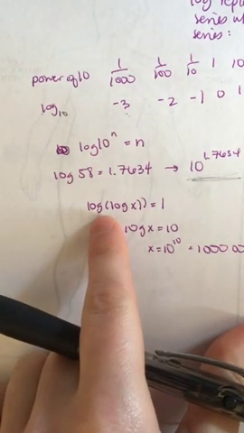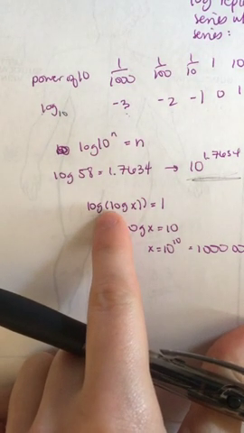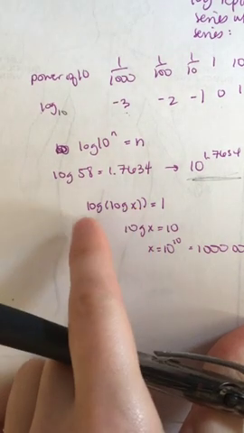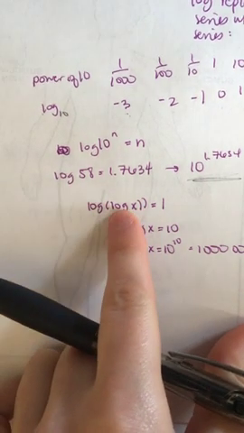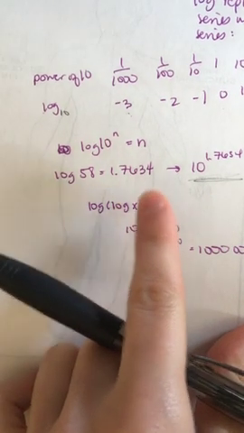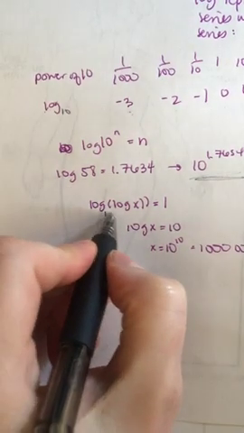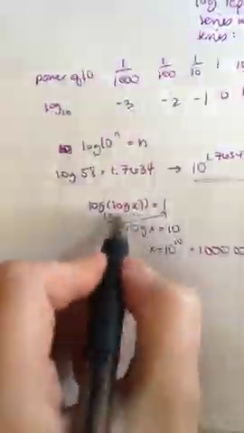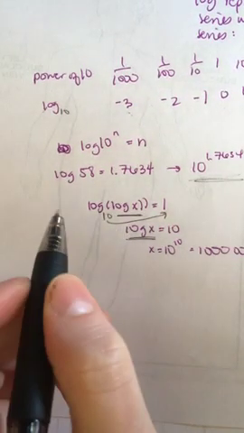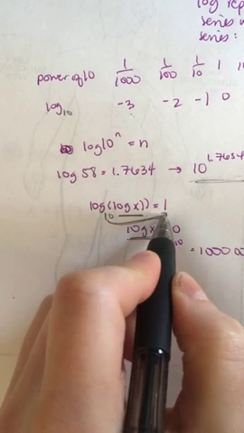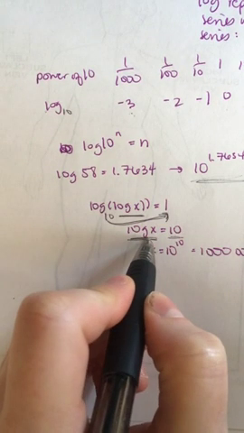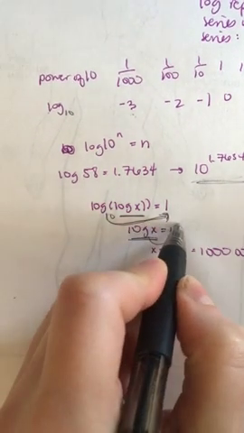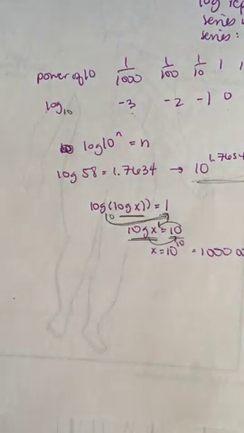Another cool thing was log base 10, because you don't see it. So this is base 10, this is base 10. So log base 10 of log base 10 of x is 1, which means that 10 to the 1 is 10. So that means the inside, log base 10 of x, equals 10, which then means 10 to the 10th equals x. Drawing arrows is awesome. I know it may seem silly, but it helps so much.